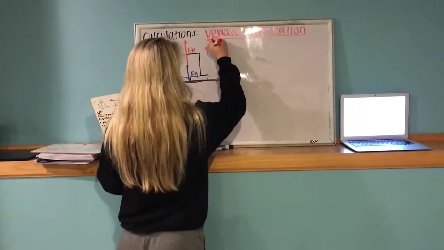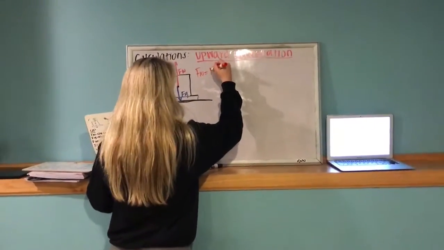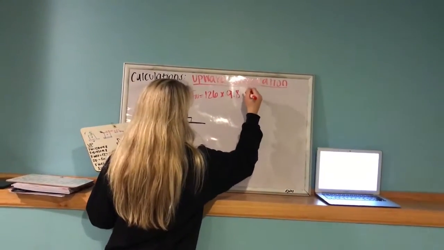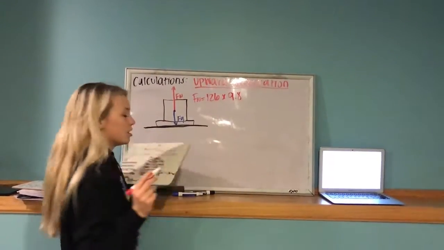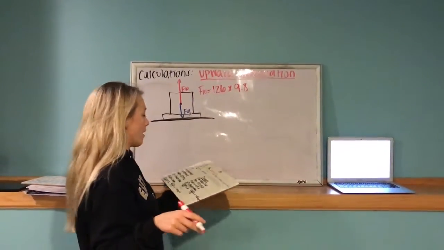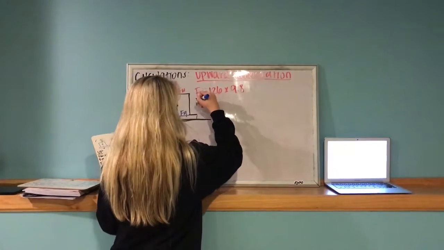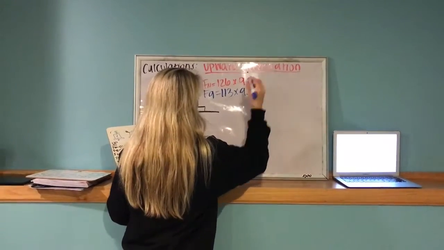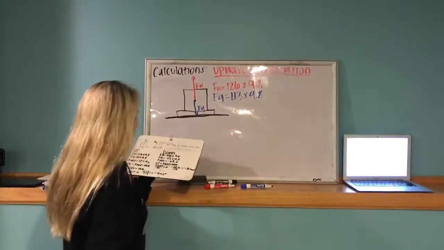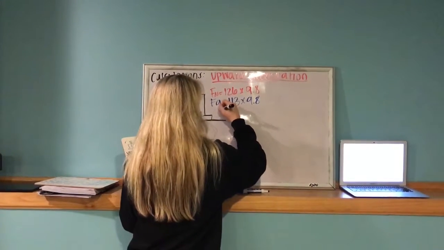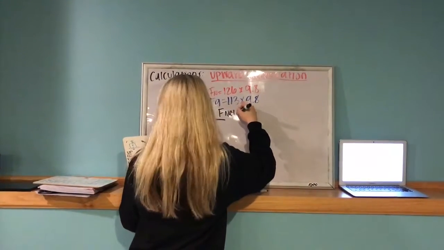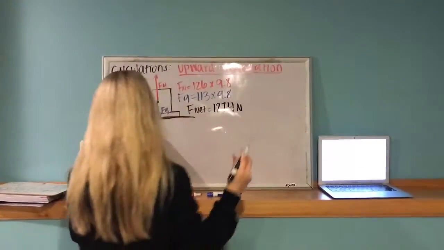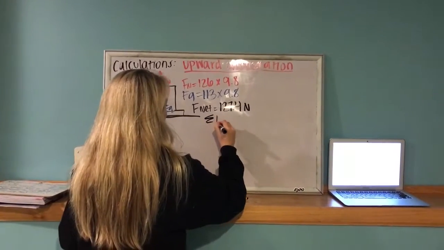So we know that Fn is 126 times 9.8 to change that into newtons, because that was how much Callie's weight fluctuated on the elevator, and then Fg is Callie's original weight times 9.8. When you subtract these, your F net equals 127.4 newtons, and your F net is also known as sigma F.